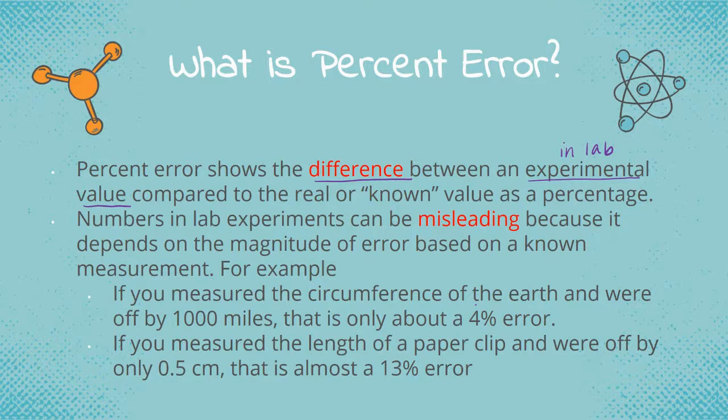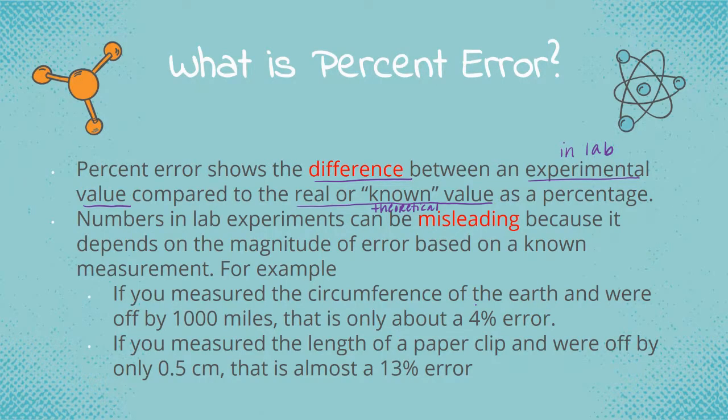That's why it's called experimental. And this is going to be compared to the real or the known value. And this is going to be given to you, or maybe it's a piece of previous knowledge you might have, like the freezing point of water is 0 degrees Celsius. And this is sometimes called the theoretical.